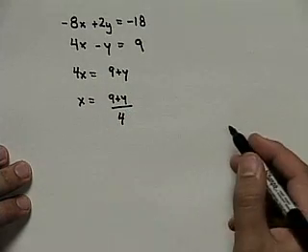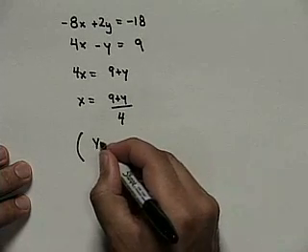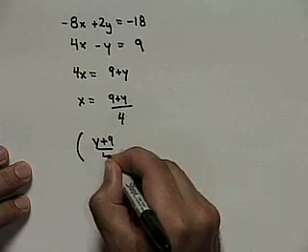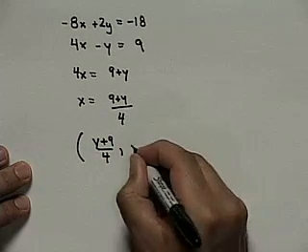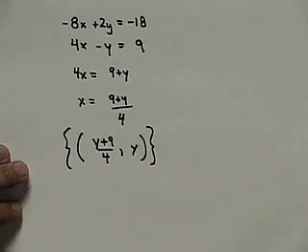So now, here's how we'll write our solution set. The values of x can be given by (y plus 9) divided by 4, and that's good for any value of y. So our solution set can be written as the following. Now remember, this represents an infinite number of values.